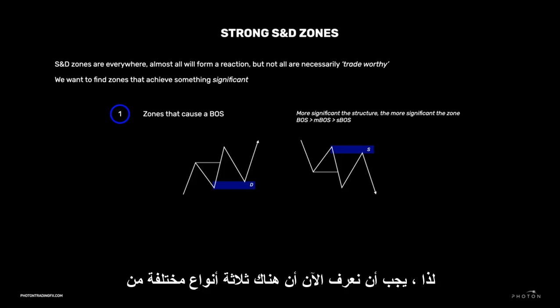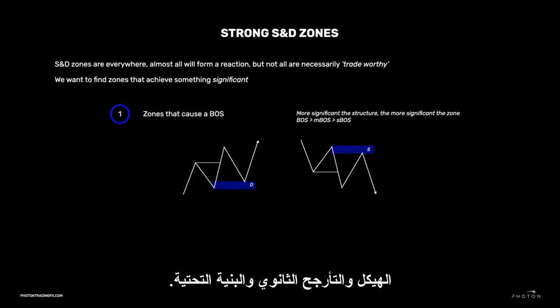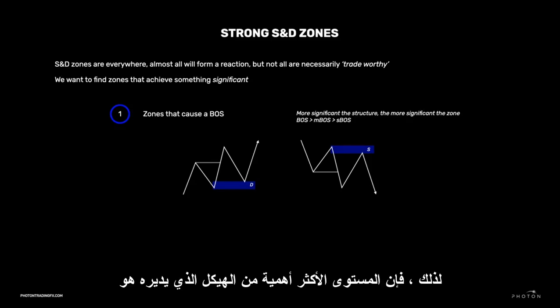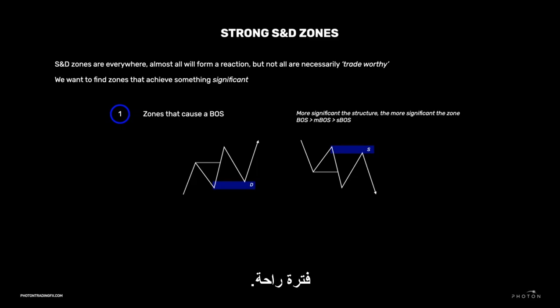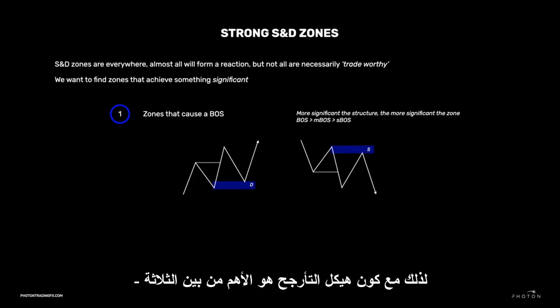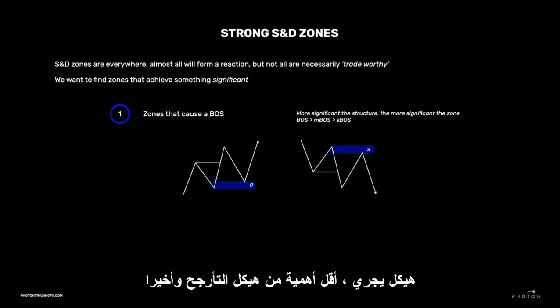So we should know by now that there are three different types of structure: swing, minor, and substructure. So the more significant a level of structure that a zone manages to break, then the more significant that zone will be. So with swing structure being the most significant of the three, minor structure being less significant than swing structure, and finally substructure being the weakest out of those three.